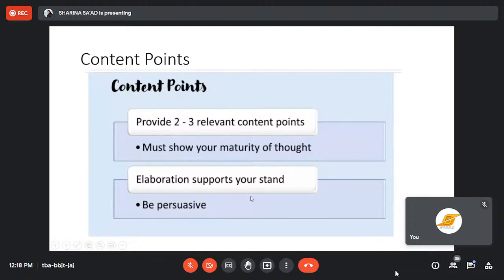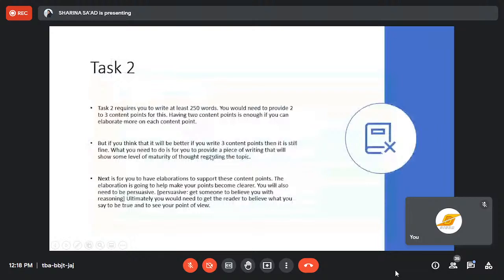Okay? Now, task 2. Task 2 requires you to write at least 250 words. You would need to provide 2 or 3 content points. My advice is don't write 2, write 3 content points. Easier for you, so that you have 5 paragraphs. Having 2 content points is enough. I think 3 content points is enough. Okay? All right. But if you think that it will be better if you write 3, then it is still fine. I think better if you write 3.